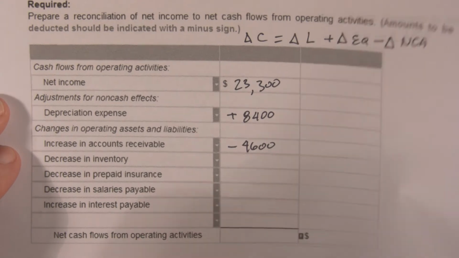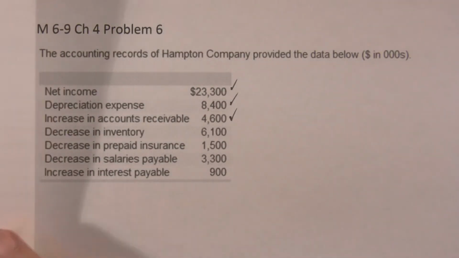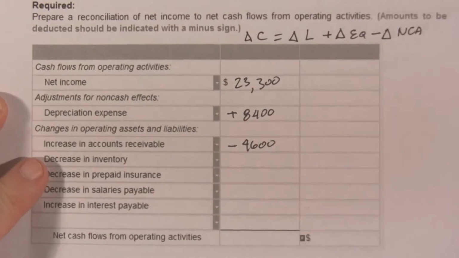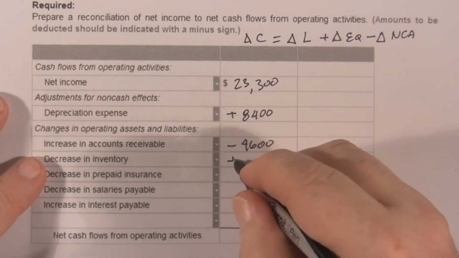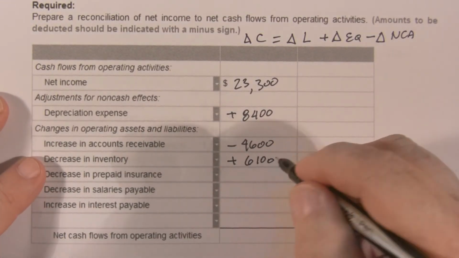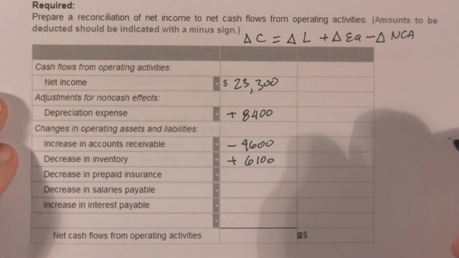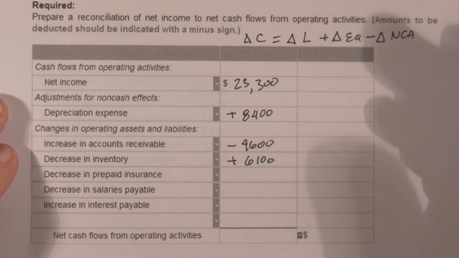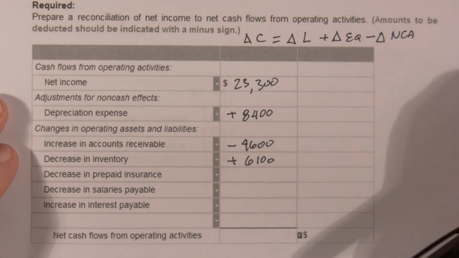Now let's see what happened to our inventory. Our inventory went down $6,100. So our cash went up $6,100. Think about it a different way. Inventory is a non-cash asset, so it varies inversely. Or more simply, when you sell inventory, you get cash.